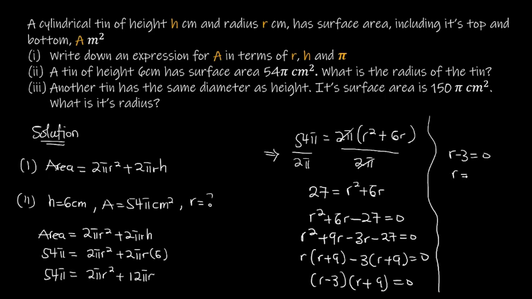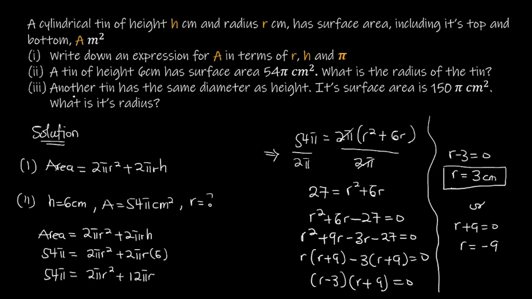So therefore r is equal to 3, or r plus 9 is equal to 0, and then r is equal to negative 9 over here. Now, since the r we are finding, which is the radius, cannot be negative, it means that our r is 3 over here, which is supposed to be 3 centimeters. So the value for our radius in the II option is 3 centimeters. So the radius of the tin is 3 centimeters over here.